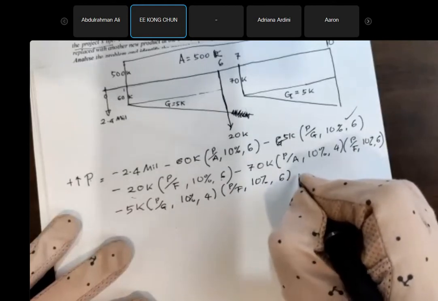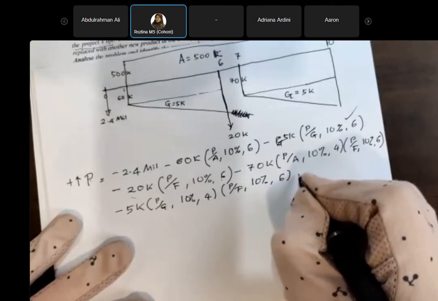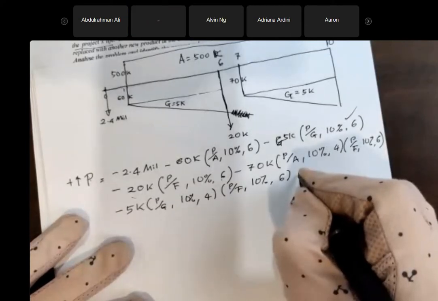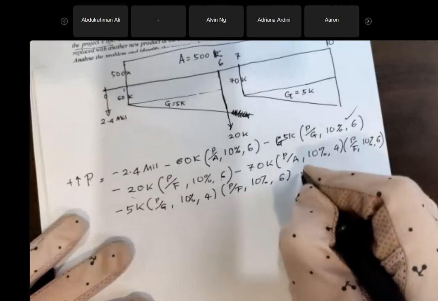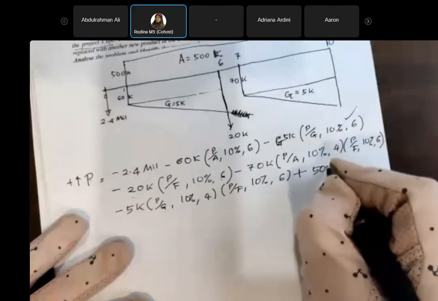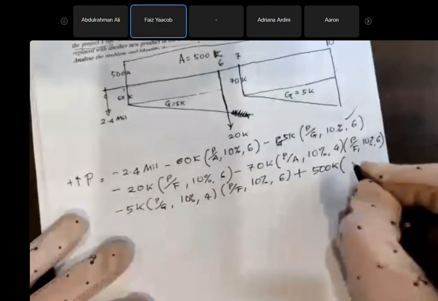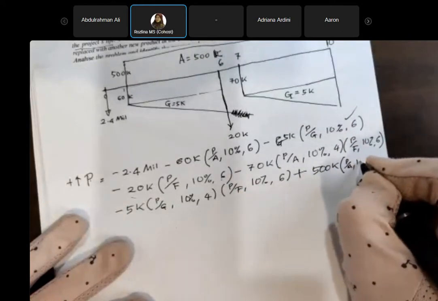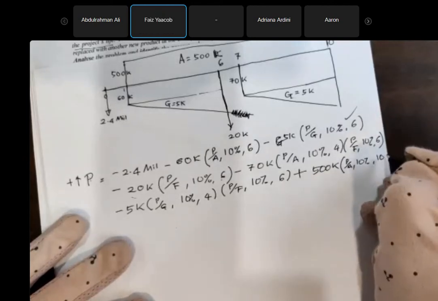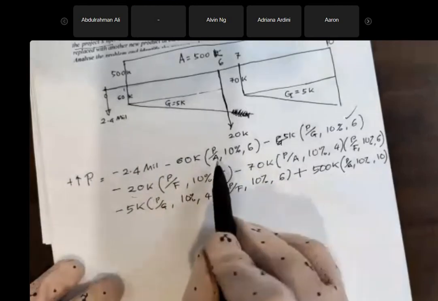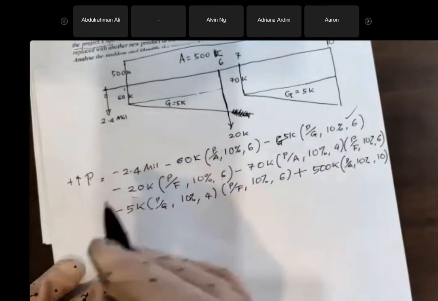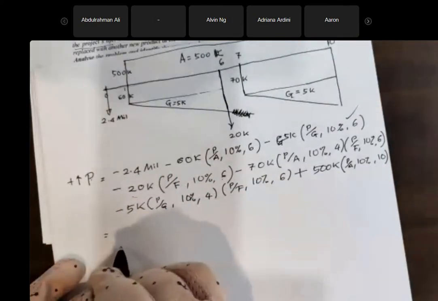Okay, the last one. Plus 500K. P over A, 10%. 10 years. Okay, then you find out what is the value here by using the table. So what is the answer?